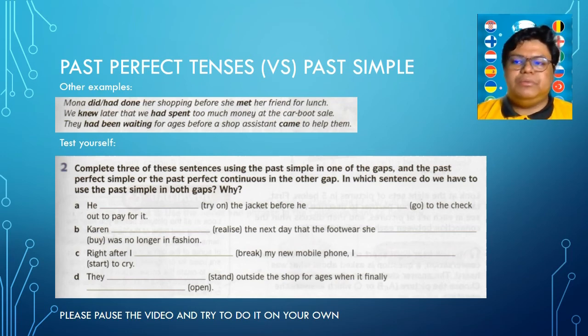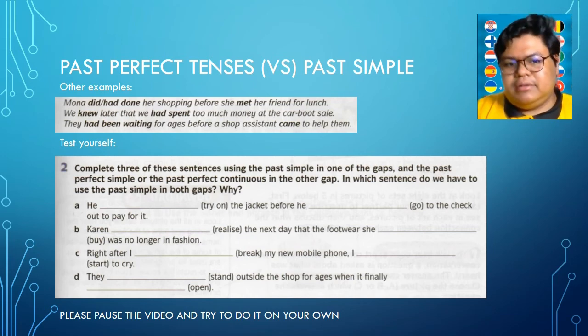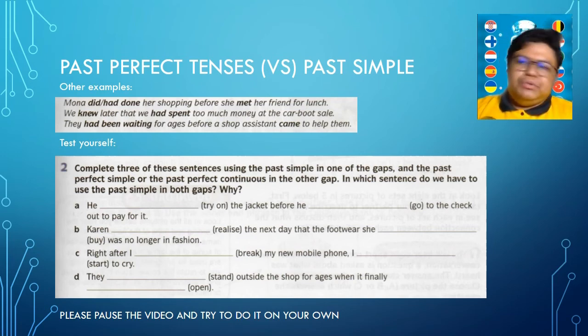Okay, so I hope you understand lah all of the examples of past perfect tense. Okay, so now let us try to test ourselves. I want you to test yourself.